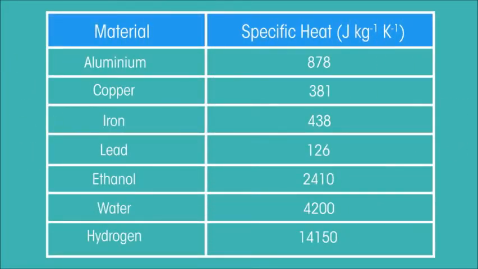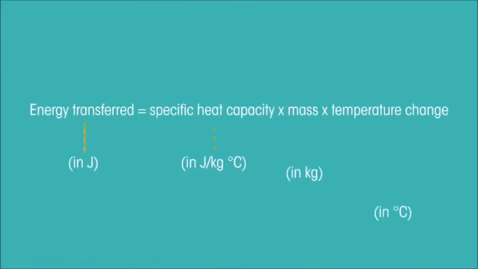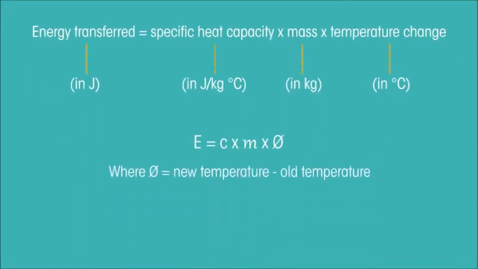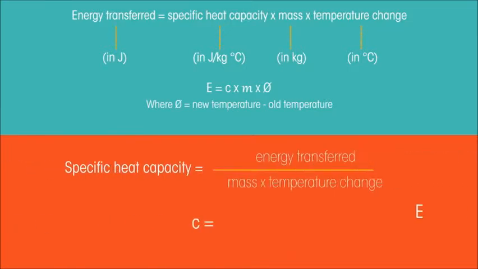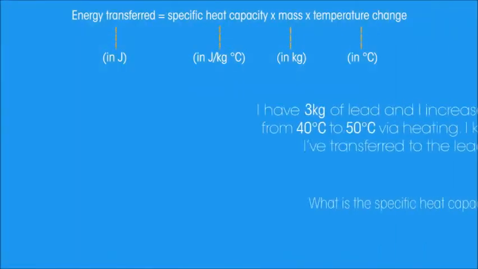Different materials have different known specific heat capacities, but we aren't always given a table like this, so we need to know how to calculate specific heat capacities ourselves. We have this equation which can be written as symbols like this. The energy transferred is the heat energy absorbed or released. This equation can also be rearranged to work out the temperature change: subtract the old temperature from the new temperature. Let's have a look at a problem.